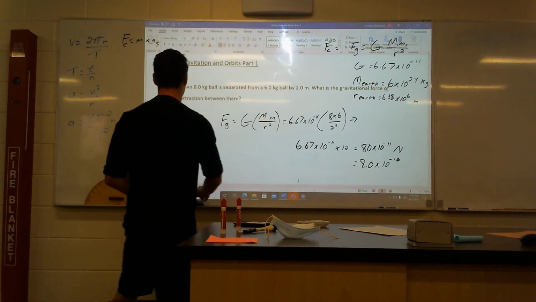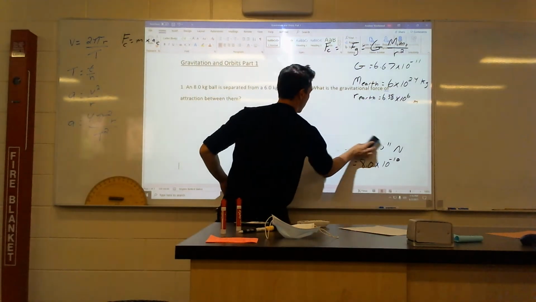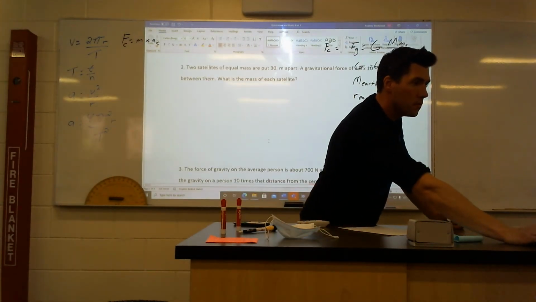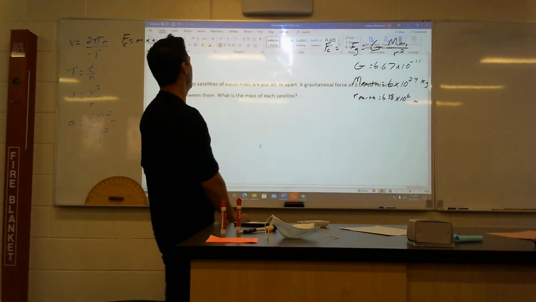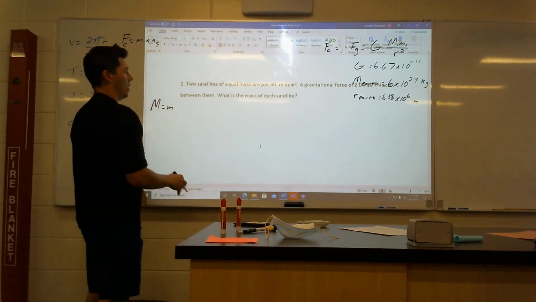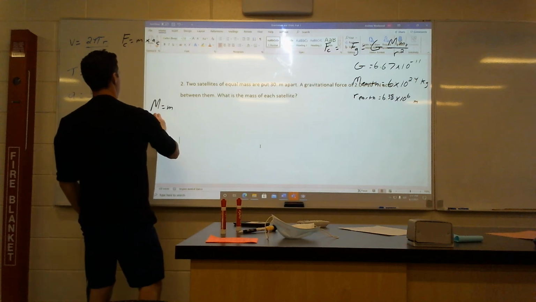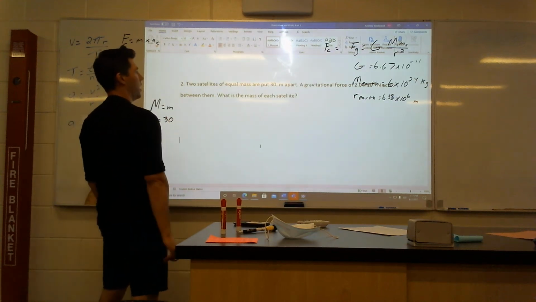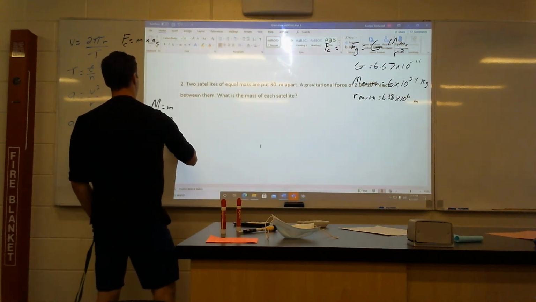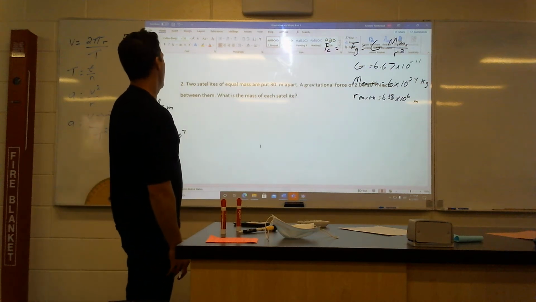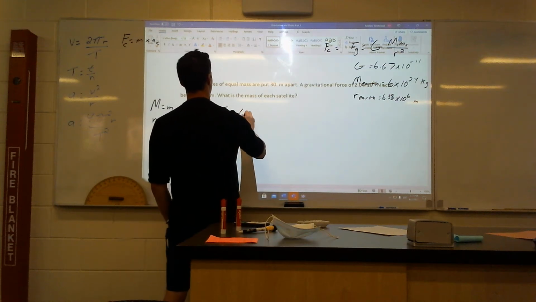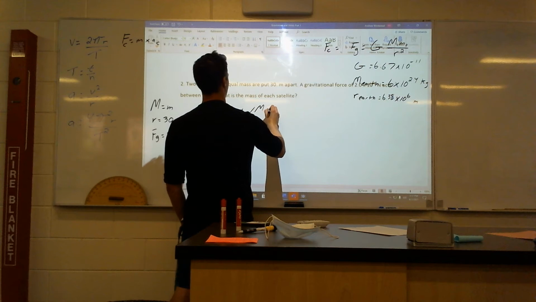Question 2. It says 2 satellites of equal mass. So technically M equals the other M right now. They're put 30 meters apart. So radius is 30, and there's a gravitational force of 2 times 10 to the 7. So force gravity equals 2 times 10 to the 7. What is the mass of each satellite? Well, let's set this up. Force gravity equals big G M over radius squared.